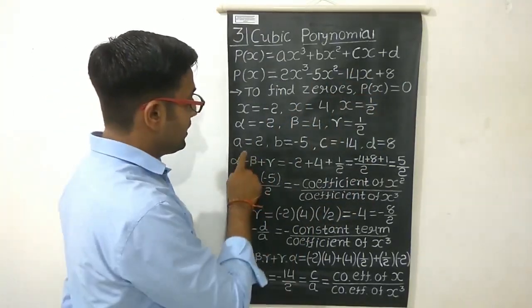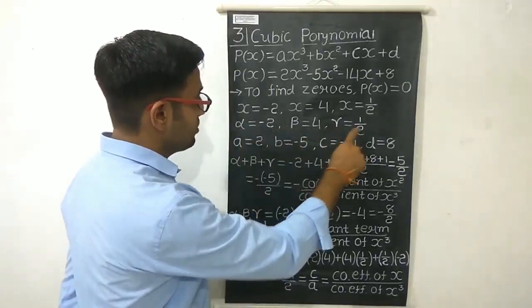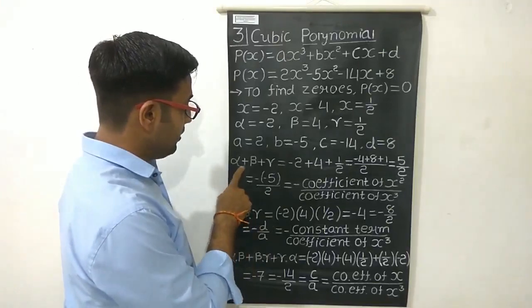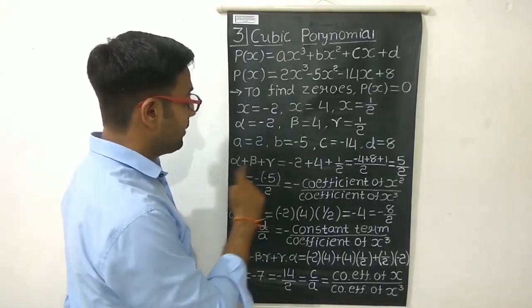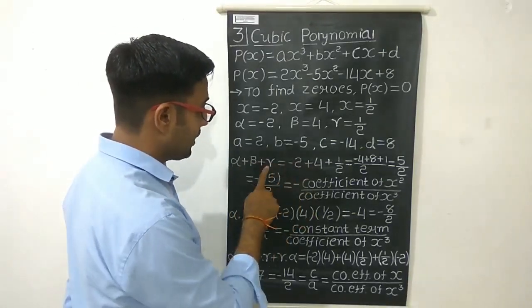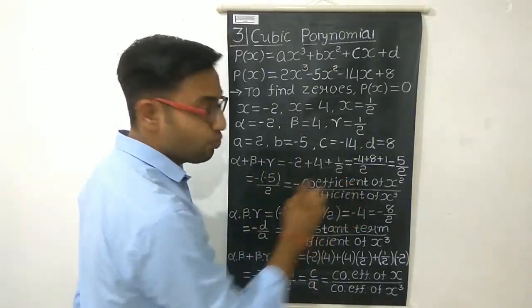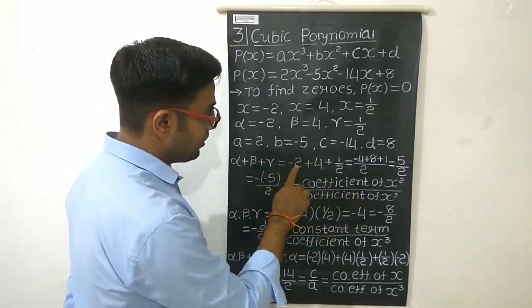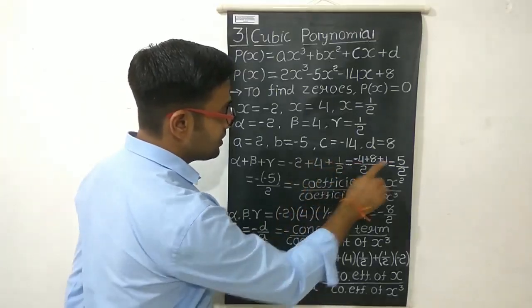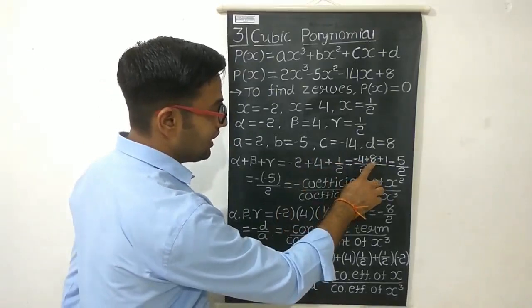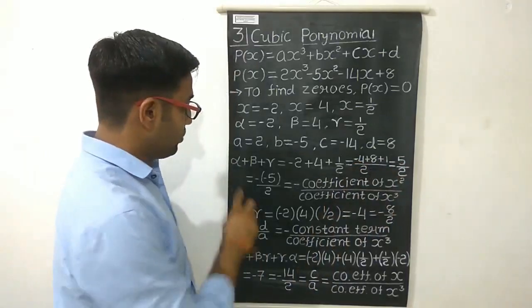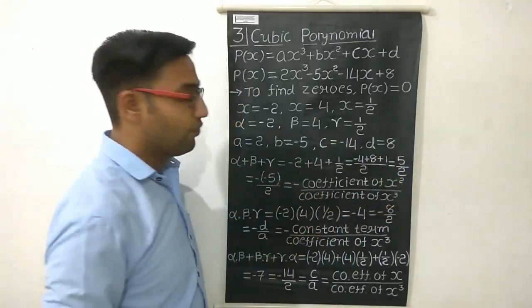So here also there is no direct relation between these zeros and this coefficient. To find the relation, first of all we have to add all these three zeros, alpha plus beta plus gamma. Alpha is minus 2, beta is 4, and gamma is 1 upon 2. Taking 2 as the LCM, we multiply minus 2 by 2 to get minus 4, multiply 4 by 2 to get 8, and 1 remains as it is. In the numerator we get 8 plus 1 is 9, minus 4, that is 5, and the denominator is 2. So alpha plus beta plus gamma is equal to 5 upon 2.